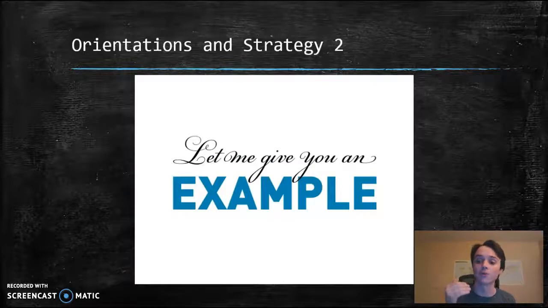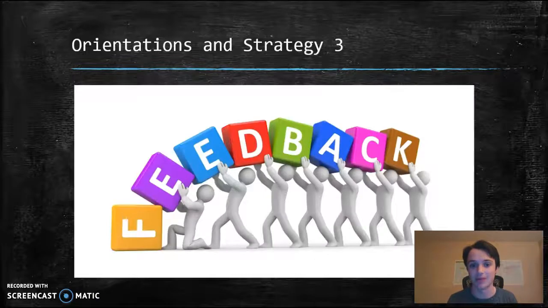For strategy 2, you want to give them strong and weak examples, so that a person maybe with the task completion orientation is going to look at a weak example and say, oh, this is kind of what I turned in last time when I was just trying to finish it. But they see that strong example and say, that might not be too hard. Maybe I can do that. Maybe I can succeed.